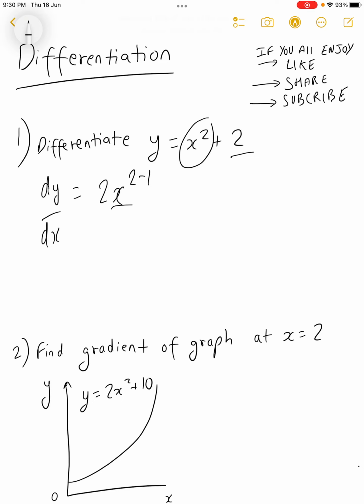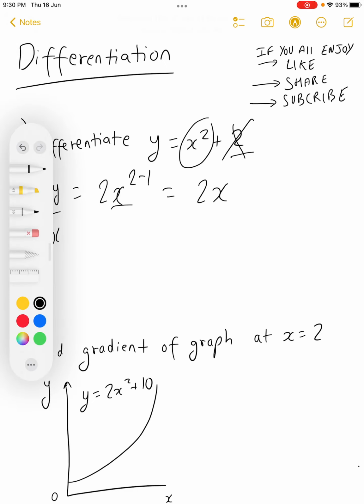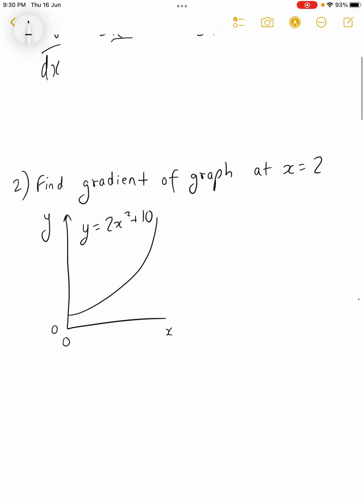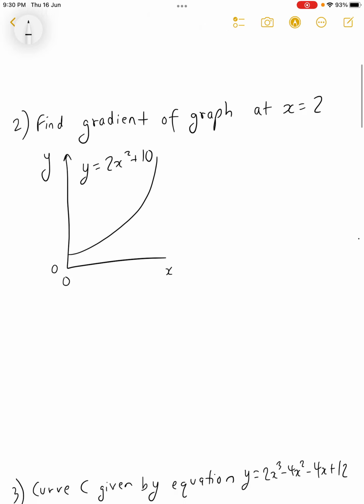So since you know that this is 2x to the power of 2 minus 1, it's going to be 2x. So that is your answer. The 2 is cut off because constant terms have no gradient, 0 gradient basically, alright? So 2x is your answer. That should get you some good marks. Alright, let's move on to the next question.